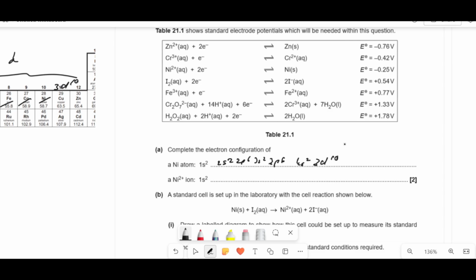Now I always write the 4s first because it helps me remember that it fills first and empties first. So for the ion, it's going to be 1s2, 2s2, 2p6, 3s2, 3p6, 3d8. The 4s is gone. There you go.